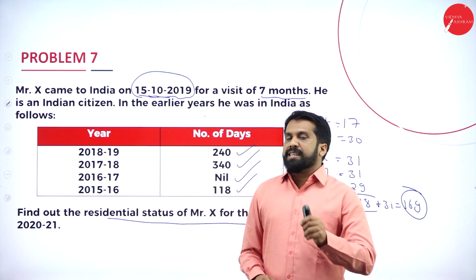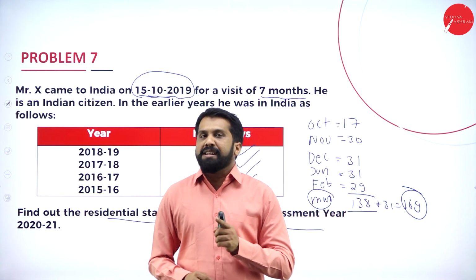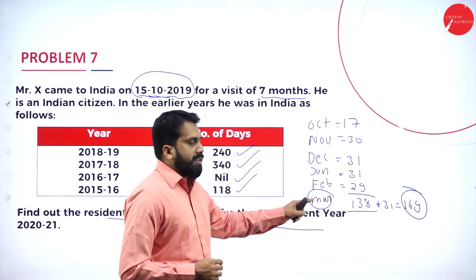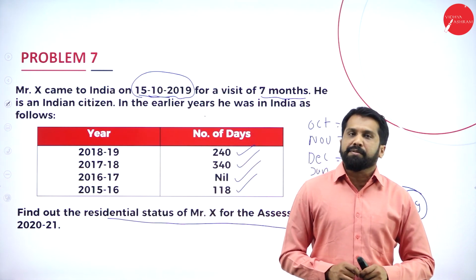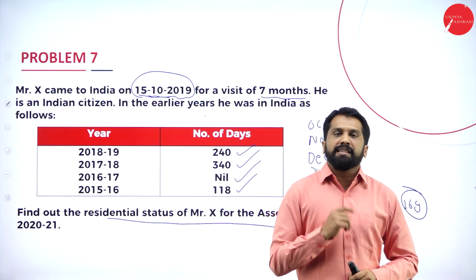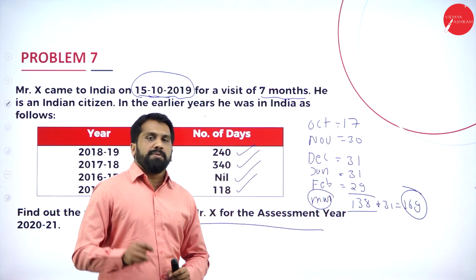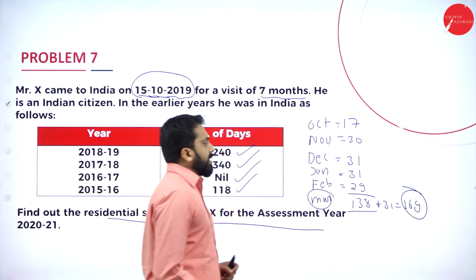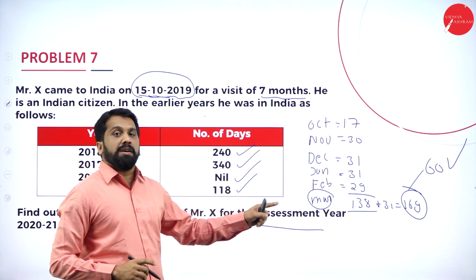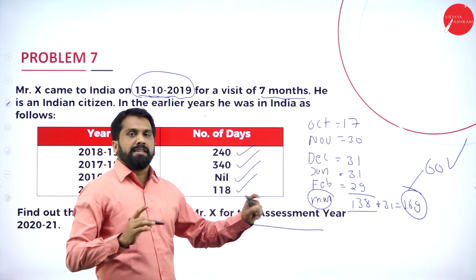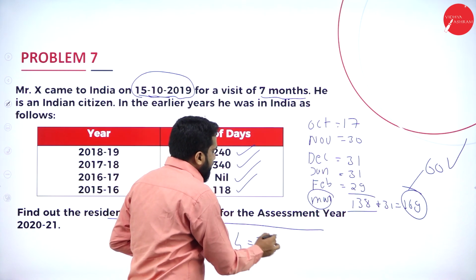Now tell me, what is condition number 1? He must be in India at least for 182 days. Has he fulfilled it? The answer is no. If he has not fulfilled the 182 days, what should we do now? Yes, we should go for condition number 2. What is condition number 2? Very simple. He must be there at least for 60 days. The answer is yes, because he was there for more than 160 days. Now, in the previous 4 years, he must be there for at least 365 days.